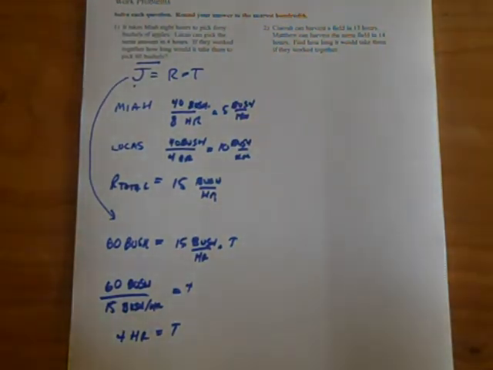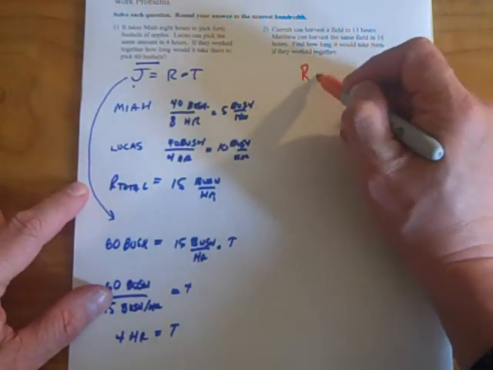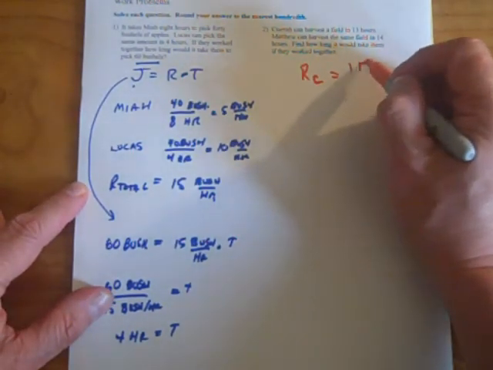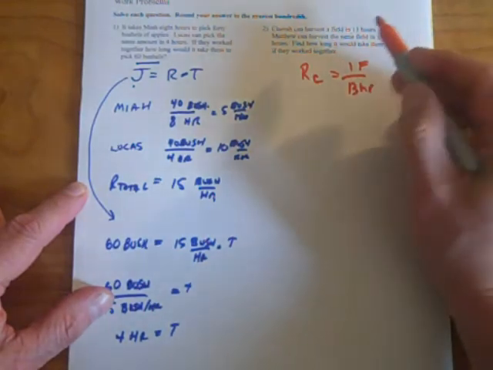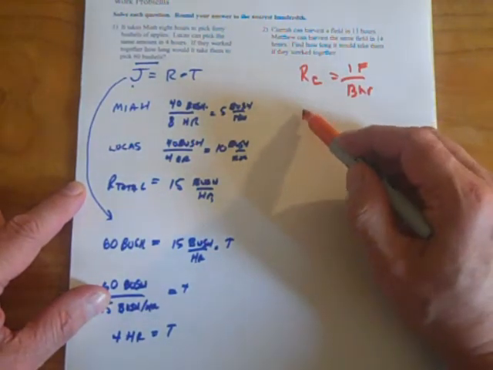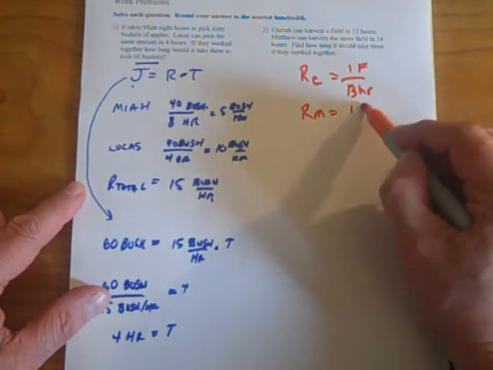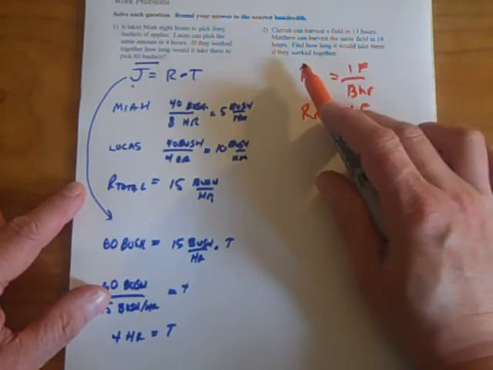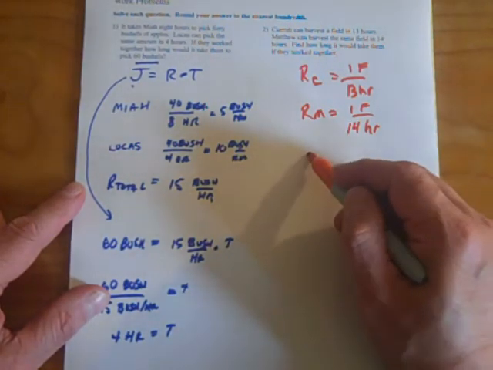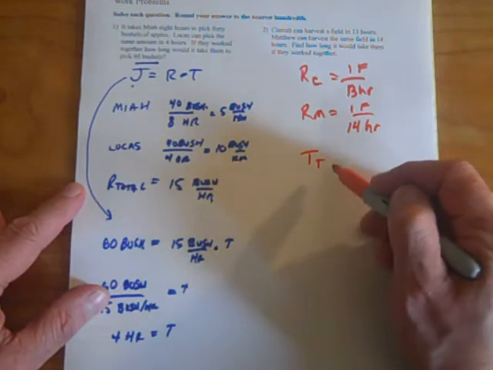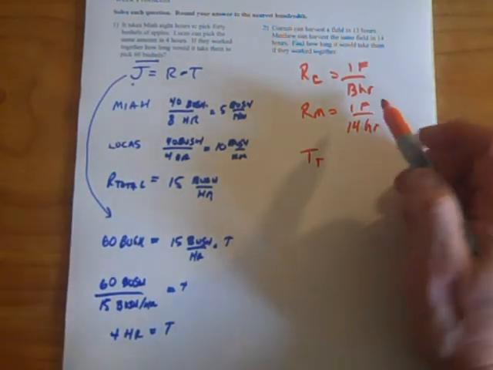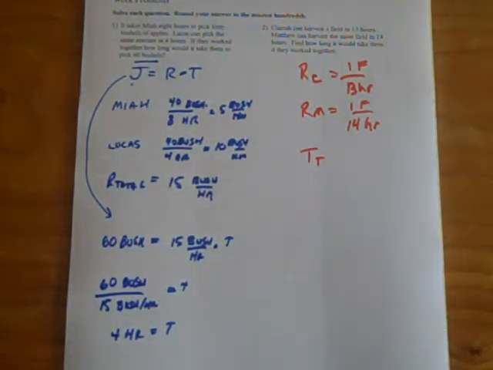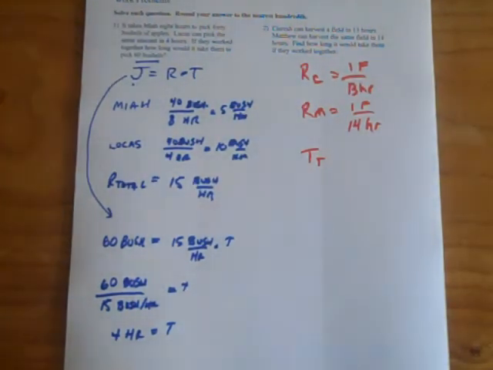All right, number 2. Sierra can harvest a field in 13 hours. And I'm going to skip a step, go right to rate of Sierra is 1 field per 13 hours. Matthew can harvest the same field in 14 hours. Find how long it would take them if they work together. So we want the time together, okay? Time total together. Here's the big thing I want you to catch. For sure, this is not 27 hours, it's not 13 and a half. It's got to be about 6 something, right? Because they're going to work together and they're almost the same rate.